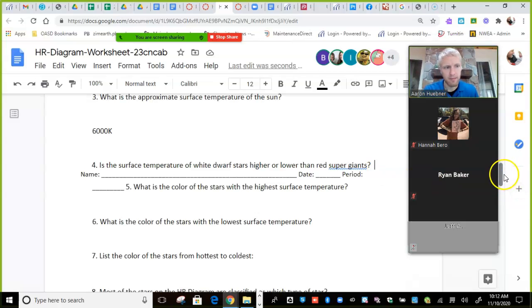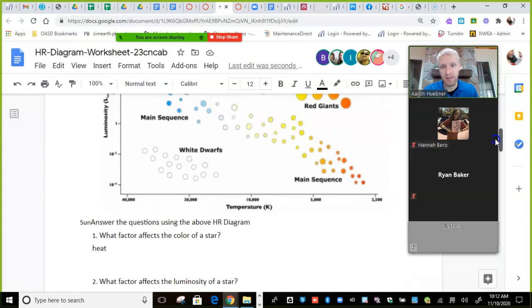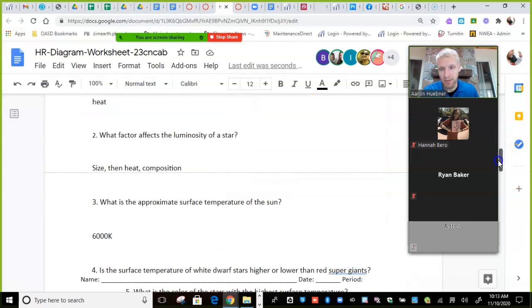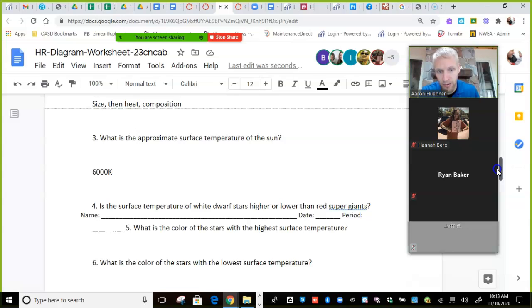Oh, wait a minute. Lower luminosity, but actually white dwarfs are going to be a higher temperature than the red giants. Is that what the question is asking? Is the surface temperature of white dwarf stars higher or lower? It's going to be higher. We don't need this.